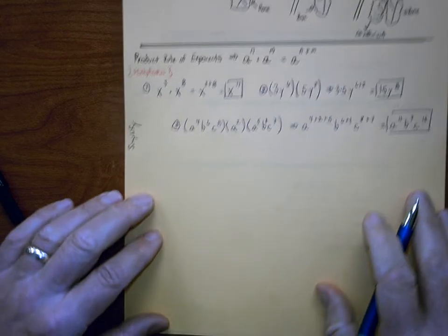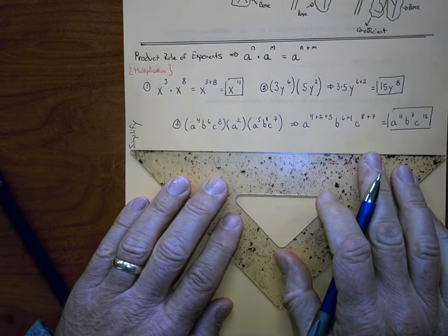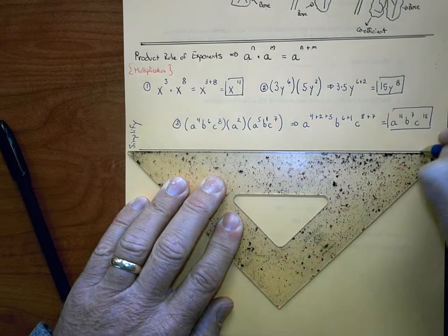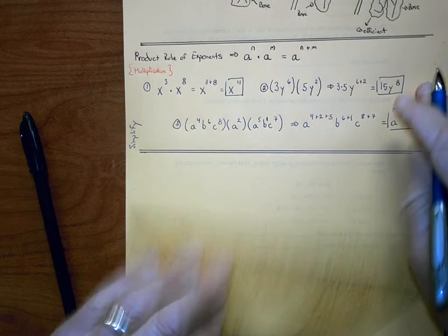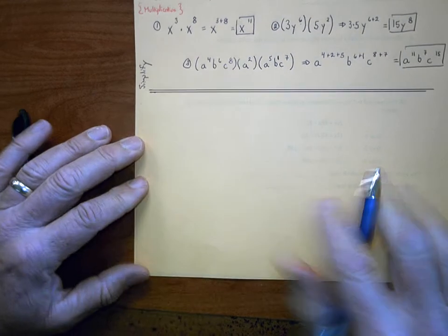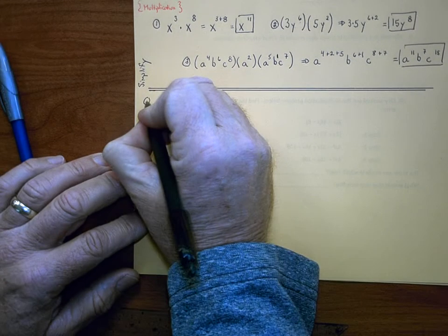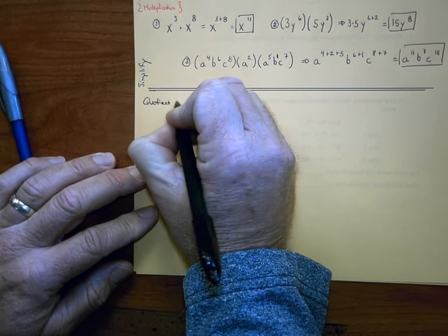All right, so then the next rule that we're going to go over would be the opposite of the product rule, which is the opposite of multiplication, which is division, and we call that rule the quotient rule of exponents. Okay, so the next rule is what we call the quotient rule of exponents. All right, so what is the quotient rule of exponents?